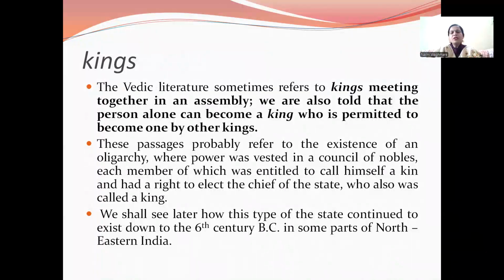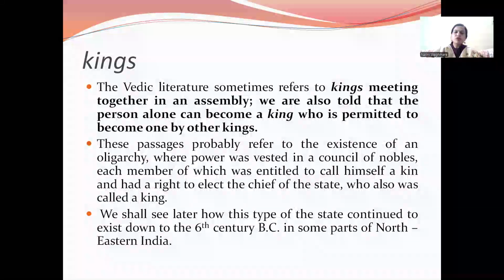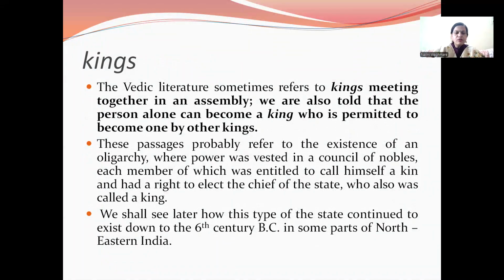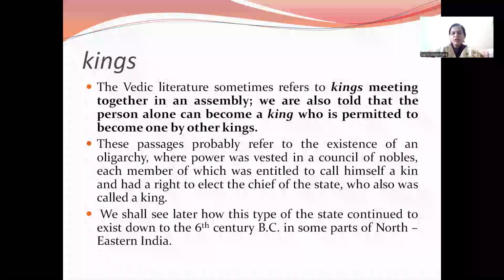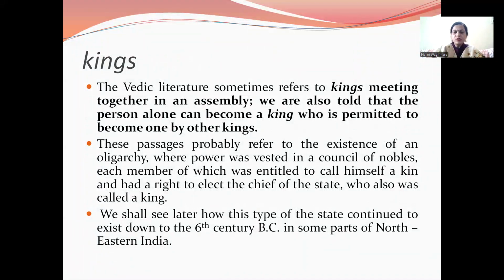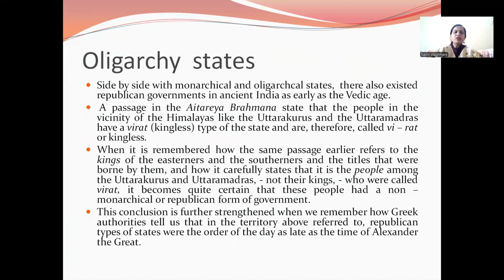This passage probably referred to the existence of an oligarchy where power was vested in a council of nobles, each member of which was entitled to call himself a king and had a right to elect the chief of the state, who also was called a king. We also see later how this type of state continued to exist down to the 6th century in some parts of northern and eastern India. Then, side by side with monarchical and oligarchical states, there also existed republican governments in ancient India as early as the Vedic age.